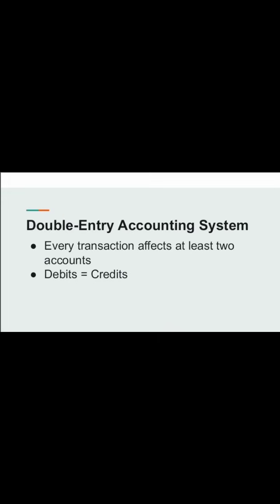Double-entry accounting means every transaction affects at least two accounts. One account is debited, and another is credited. This keeps the accounting equation balanced. For example, if you buy equipment with cash, you increase assets, equipment, and decrease another asset, cash.